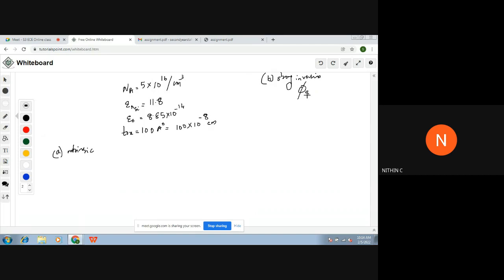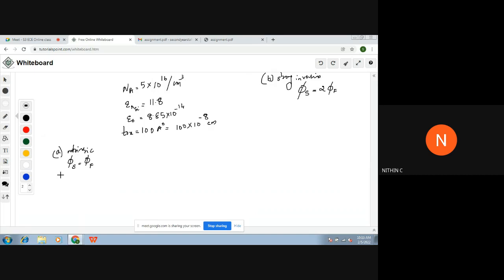In the case of strong inversion, phi s, that is the surface potential, will be equal to 2 phi f. What will be the case for intrinsic? Phi s will be equal to phi f. Yes, very good. Phi s will be equal to phi f in the case of an intrinsic semiconductor. You only need to remember these two. Initially you do the calculations for the semiconductor surface being intrinsic.